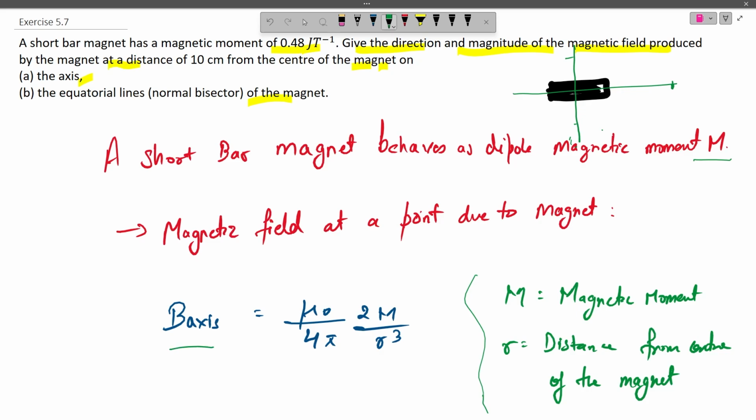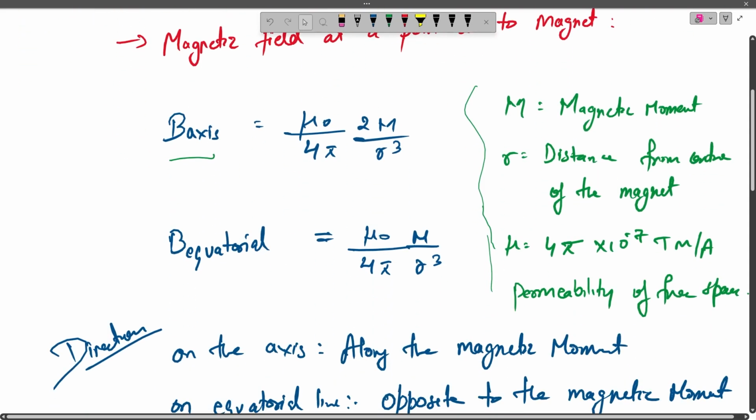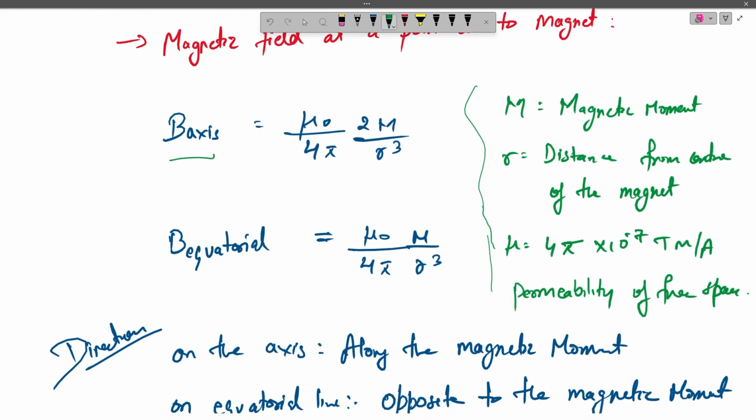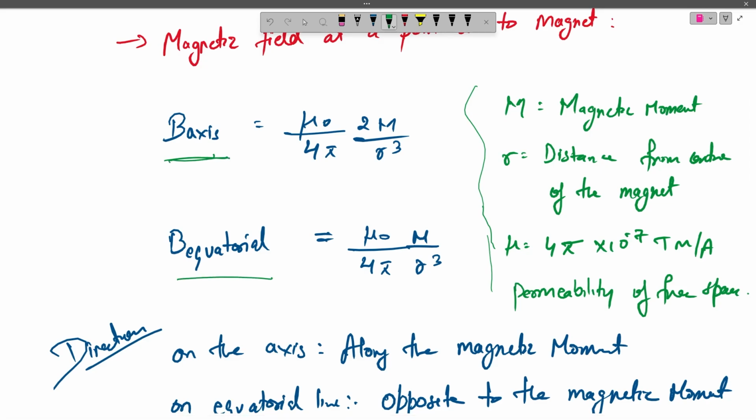Now, magnetic field at a point on the axis or the perpendicular bisector is given by the formula. B on axis is mu naught by 4 pi multiplied by 2 into magnetic moment of the magnet divided by r cube, and on the equatorial position it is given by mu naught m by 4 pi r cube, where r is the distance from the center of the magnet to that point and m is the magnetic moment of the bar magnet. Now, using this formula, we can easily find out the magnitude of the magnetic field on the axis and on the equatorial point.